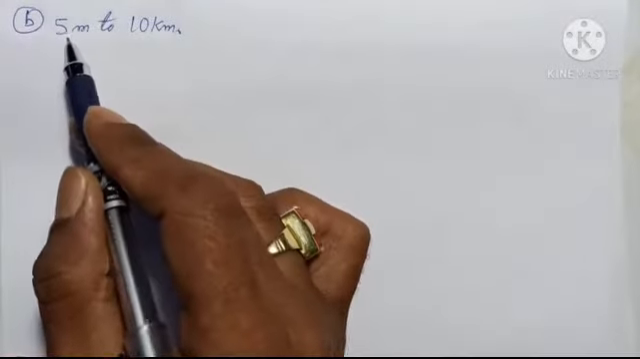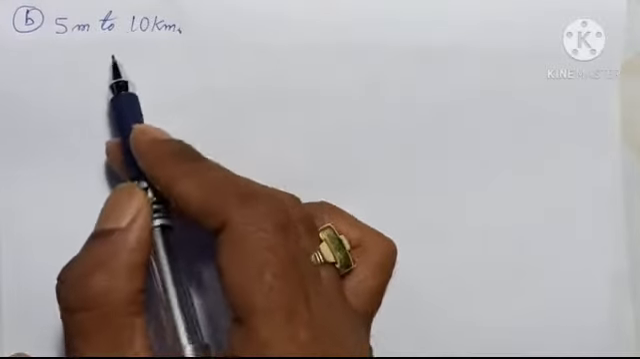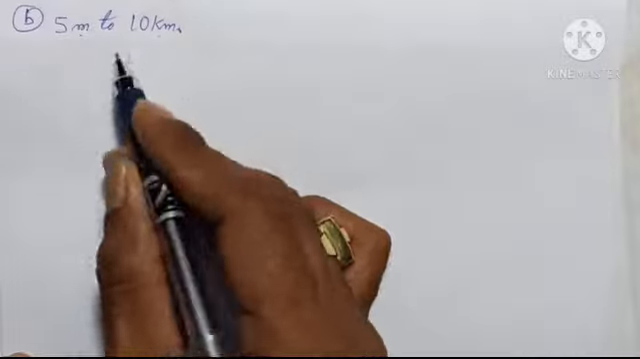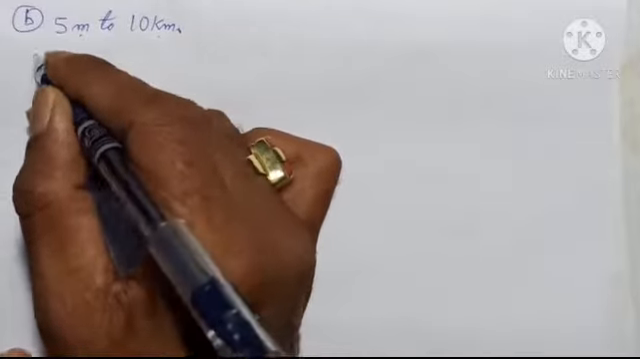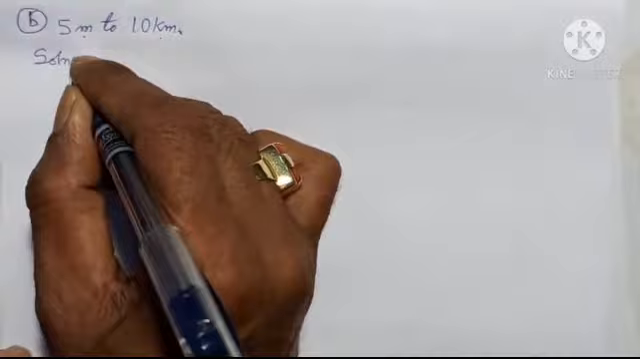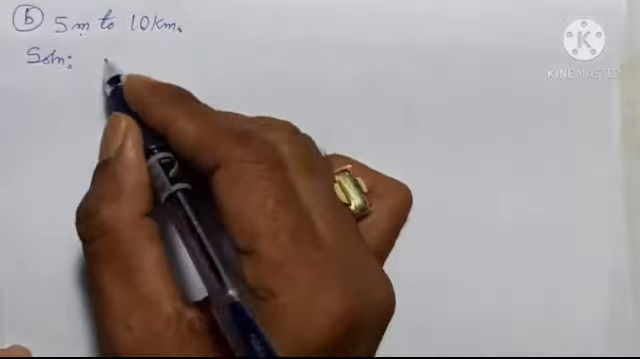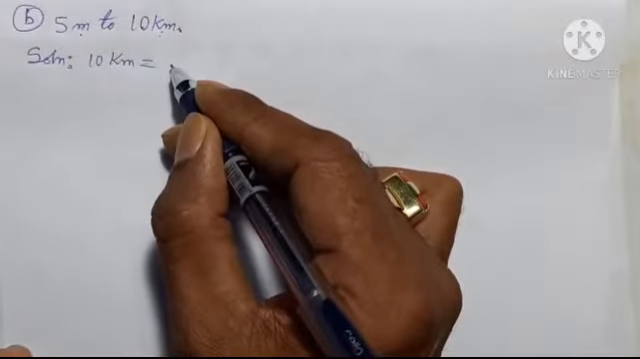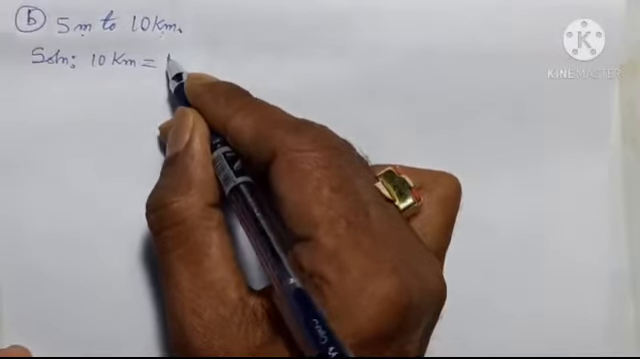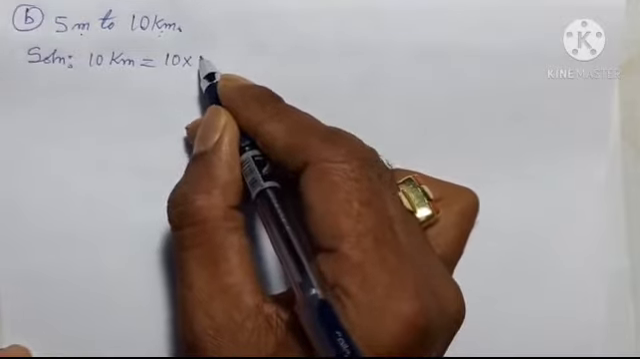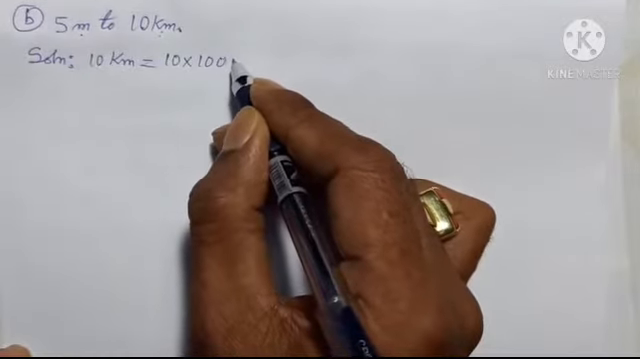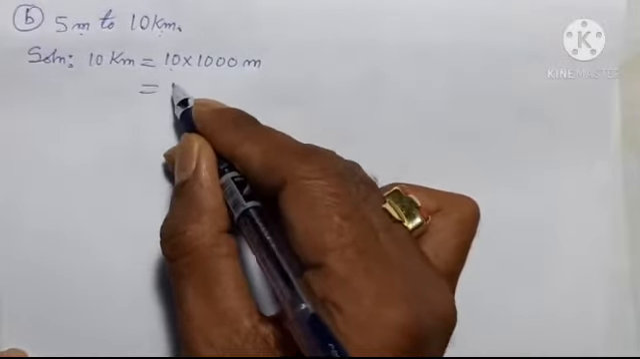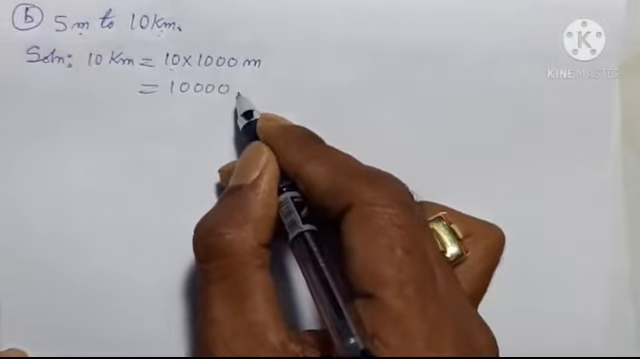Question number B, 5 meter to 10 kilometer. Here the units are different. This is meter, this is kilometer. So first we have to convert into the same unit. Now solution. So this 10 kilometer, let's convert into meter. In 1 kilometer there are 1000 meters. So to convert into meter we have to multiply by 1000, and now this is meter. If we multiply 10 into 1000, then we are getting 10,000 meter.